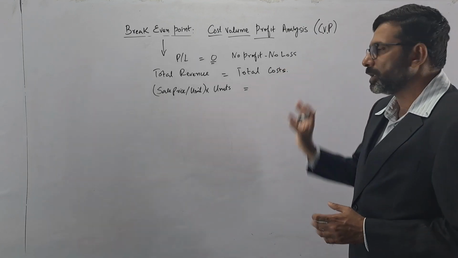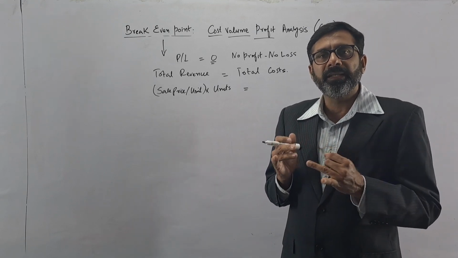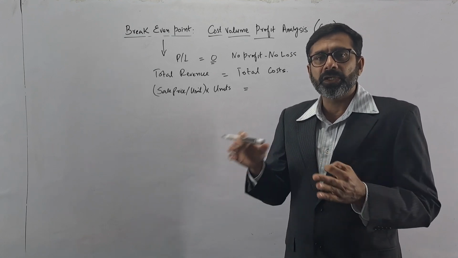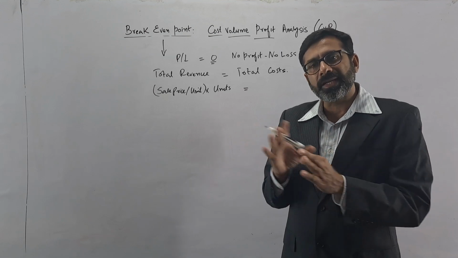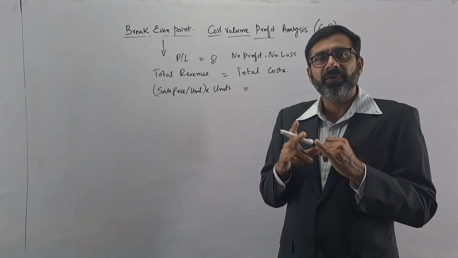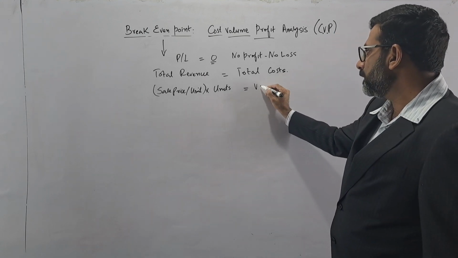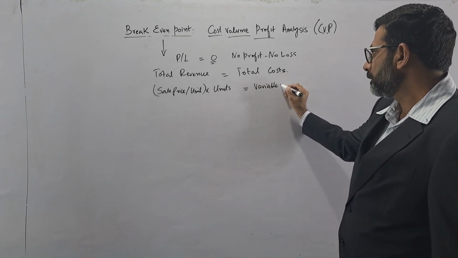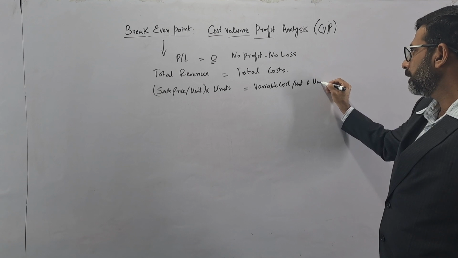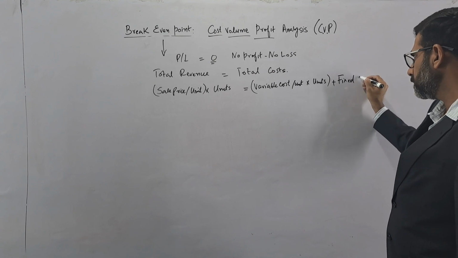Now, what is the total cost? Total cost is basically the combination of two costs, the variable cost and the fixed cost. We are talking about the production cost, the cost for administration, all those things, but we are not segregating with respect to that. We are considering the concept where a cost is either variable or fixed. So it is the variable cost per unit, again multiplied by the number of units, plus any fixed cost.